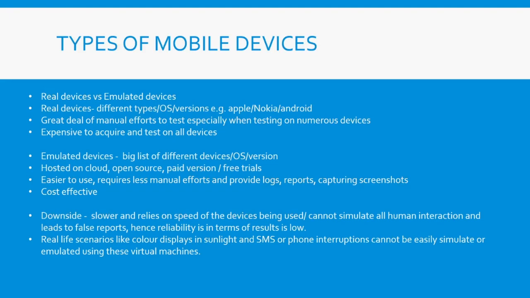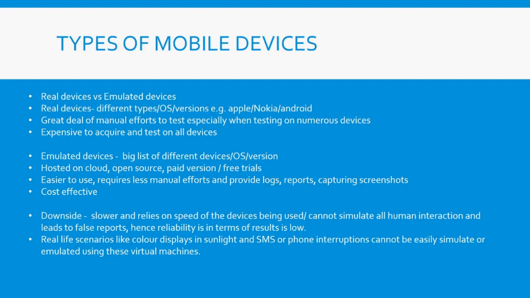Now, there are different types of mobile devices. We spoke about different types of mobile apps, and we're now going to talk about types of mobile devices. We have the real devices and we have the emulated devices. Emulated devices are devices that are not real; they are virtual, they live in the cloud, but they help you to perform actions as if you are working with a real device.